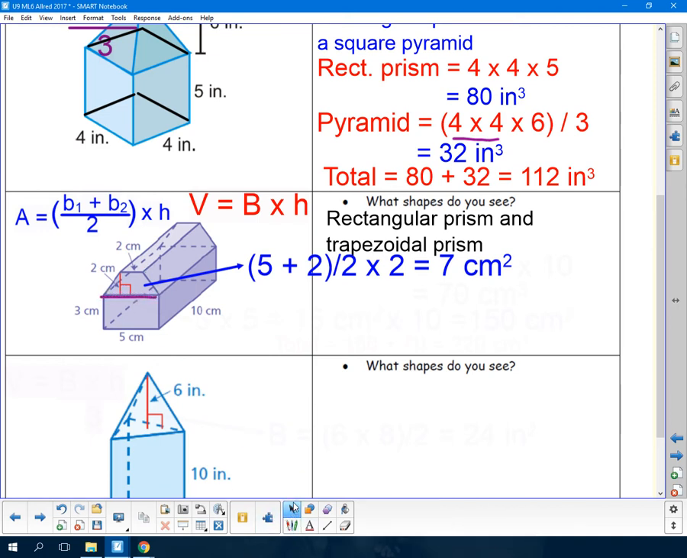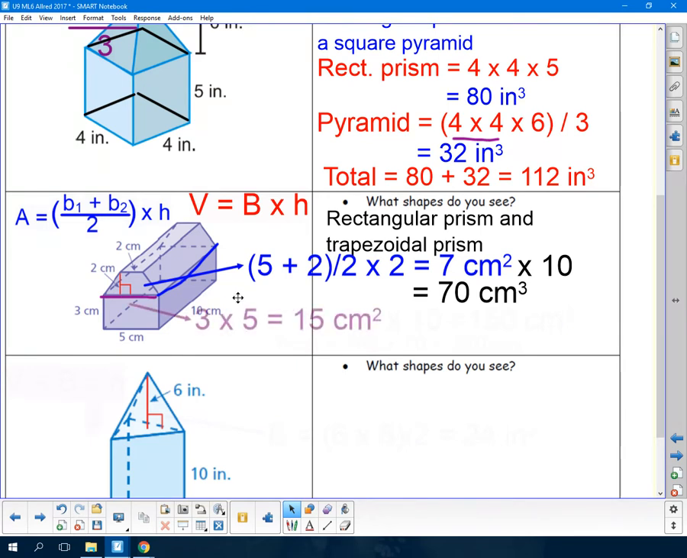I'm going to get you started on this next one. On this next one, what I see is a triangular prism and a triangular pyramid. That's what I see. I don't know about you, but that's what I see. The first thing I'm going to do is think about that pyramid on the top. I'm going to find the area of the base times the height and divide by 3. To find the area of the base, that's all I'm going to do for you.